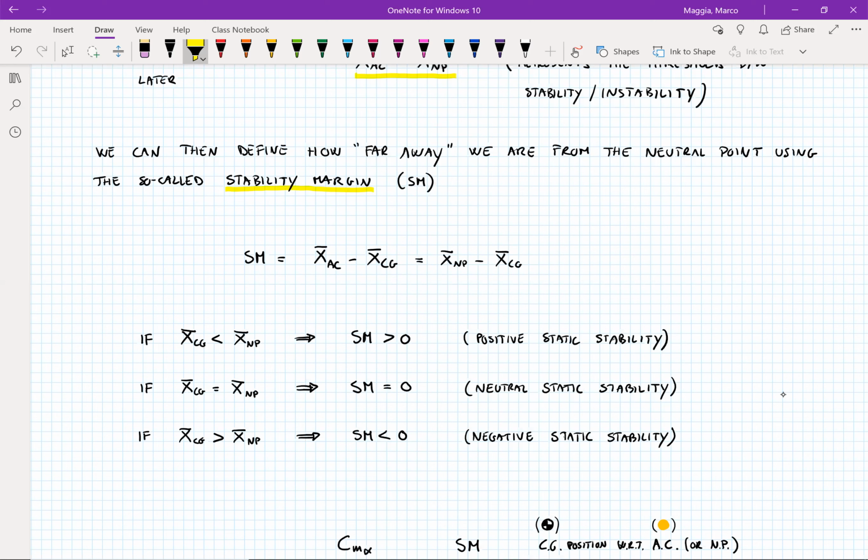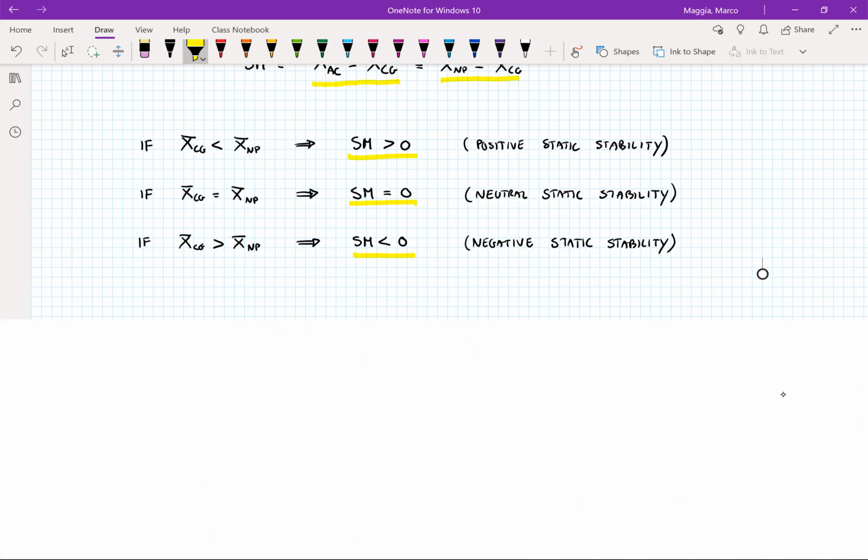So stability margin is simply the difference between the position of the AC, meaning the aerodynamic center, and the center of gravity, or the neutral point minus the center of gravity. All right, so if the static margin is positive, we have a positive static stability. If it is equal to 0, we have neutral static stability. And if less than 0, we have negative static stability.